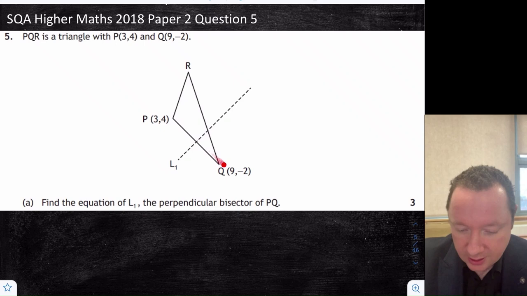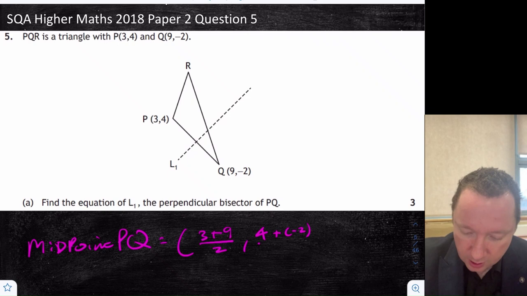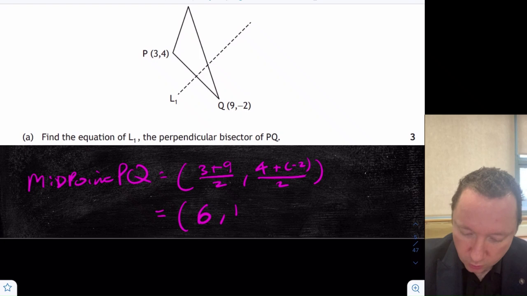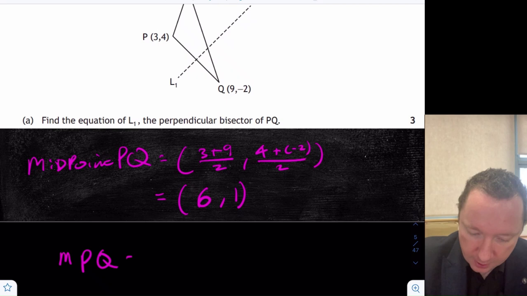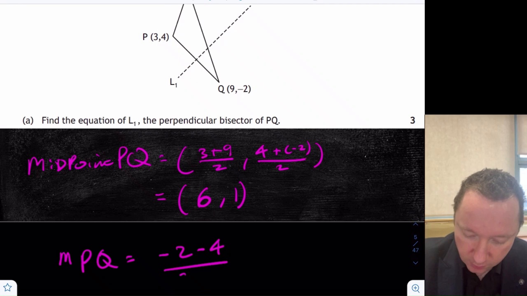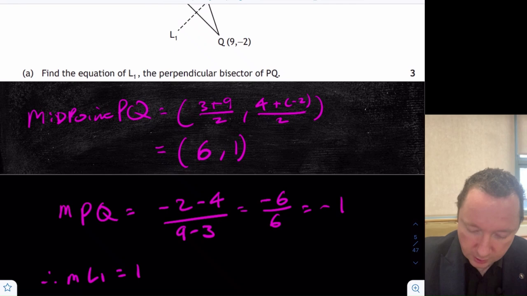Well, that equals 3 plus 9 divided by 2 and 4 plus minus 2 divided by 2. That's 12 over 2, which is 6, and that's 2 over 2, which is 1. So we've got our midpoint, and then we need the gradient of PQ because this is perpendicular. So the gradient of PQ is minus 2 take away 4, y2 minus y1, over 9 take away 3, x2 minus x1. That's minus 6 over 6, which is minus 1. So therefore, the gradient of L1 equals 1, since m1 times m2 equals minus 1.